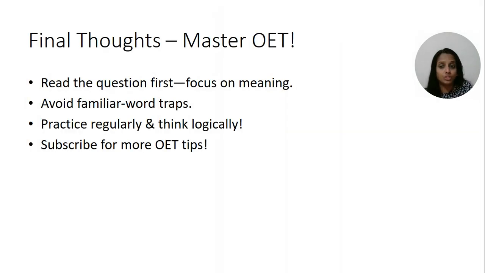And we have some final thoughts for you. Practice, practice, practice. At the end of the day, the best way to improve at OET reading part B is practice. The more you train your brain to spot traps and think critically, the more confident you will be on test day. So let's do a quick recap. Remember that you need to read the question first. So don't look at the answer choices. Focus on meaning and focus on understanding the text, not just skimming. Eliminate wrong answers based on logic and meaning, not just wording.